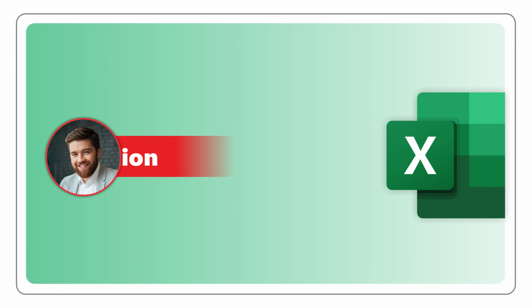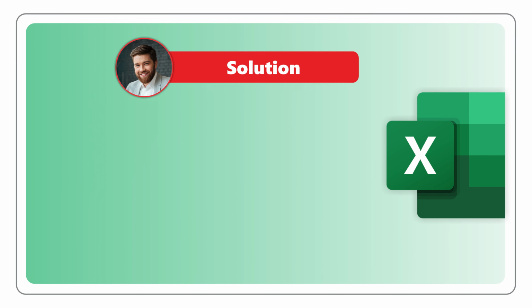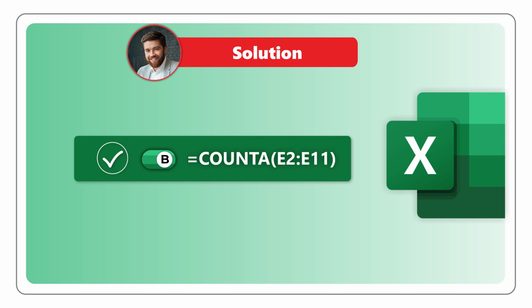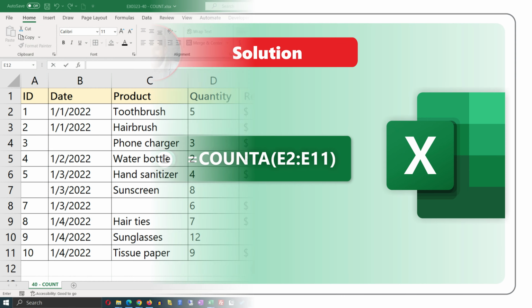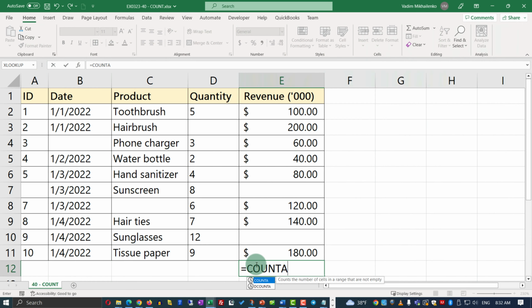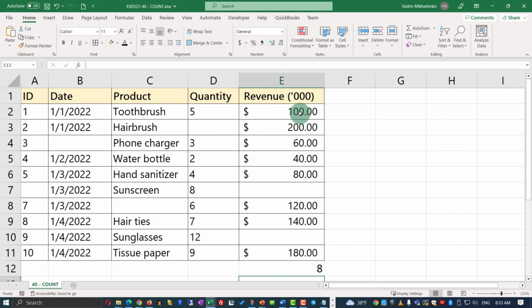If you have a better way to solve it, please make sure to post in comments. I believe the correct answer here is choice B, COUNTA for the range E2 through E11. Once we enter this formula, you can see that there are 8 records that are not blank. Let's count them. 1, 2, 3, 4, 5, 6, 7, and 8.